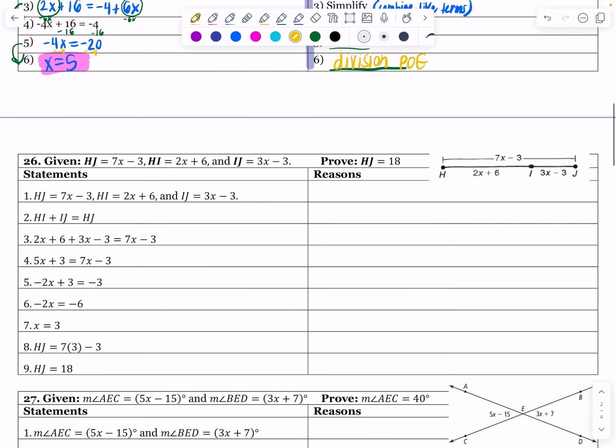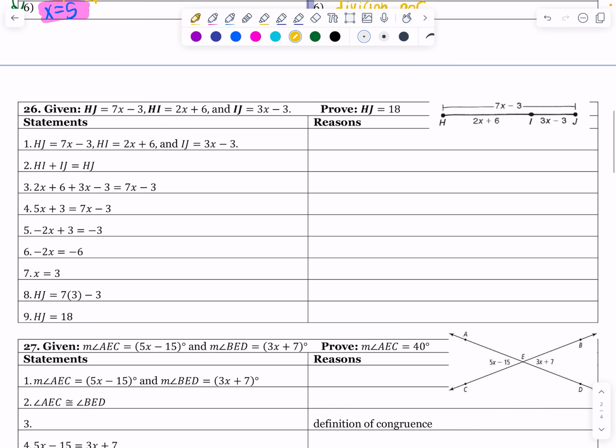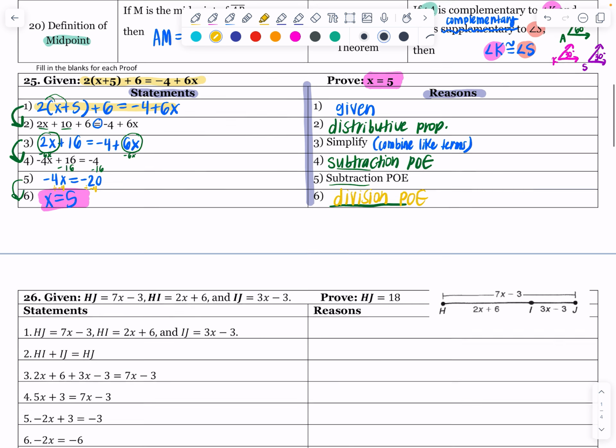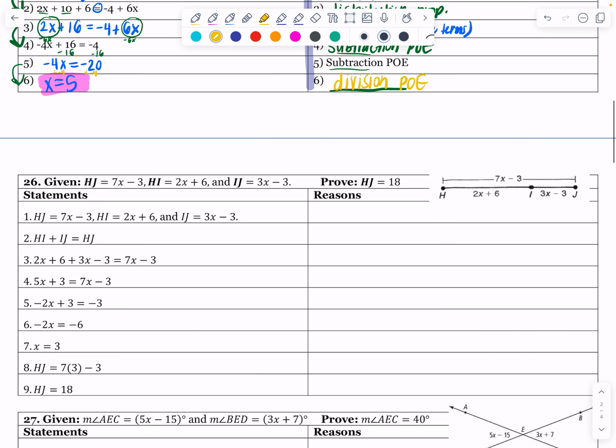Yay, proofs. All right, let's look at number 26. We can rock this, friends. What is given to us? Just like before, we're going to copy our given in, but this time they already have it written out for you. It's already copy-pasted into the proof. What do we put for the reason? That reason is going to be because it was given. Again, if we're going to solve a problem, we have to be given a problem to solve.